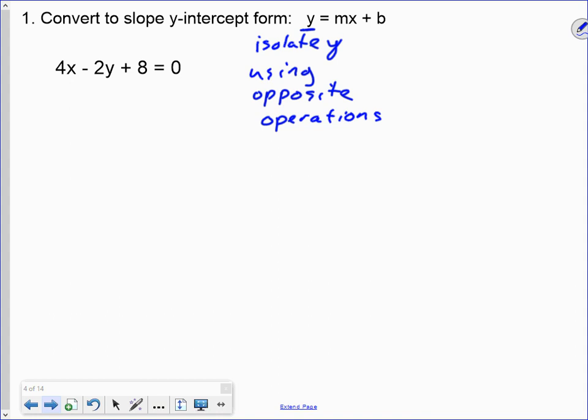All right, so we've got our y right here. It's part of this negative 2y. The other things that I have on the same side of the equation as that negative 2y are the 4x and the positive 8. So if I want to get rid of this 4x, I'm going to subtract 4x. If I subtract 4x from one side, I've got to subtract 4x from the other side. And if I do that, I'll have negative 2y plus 8 equals negative 4x.